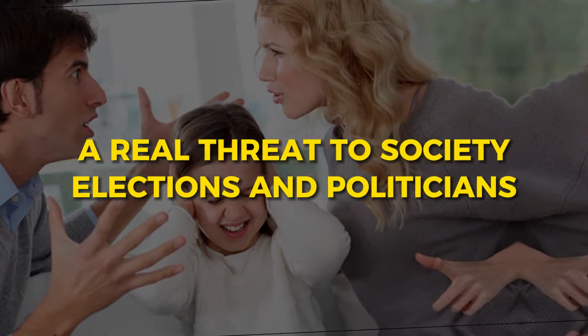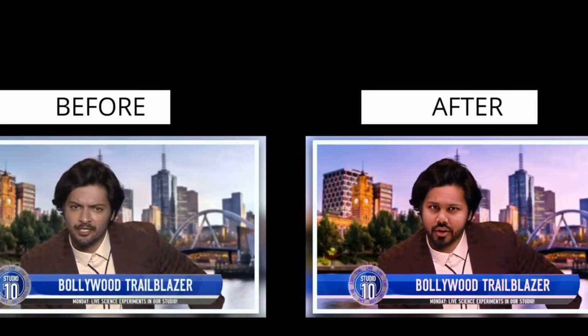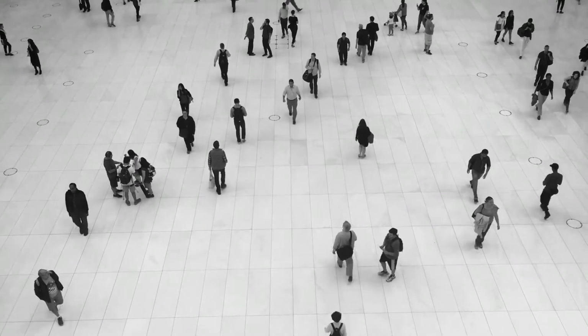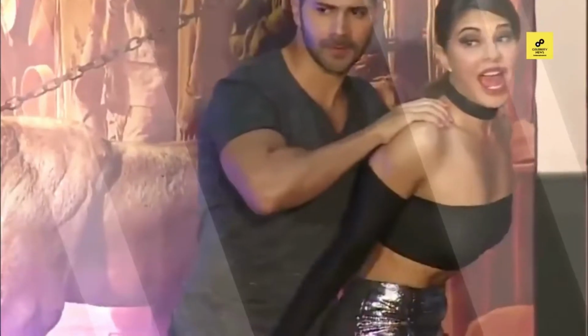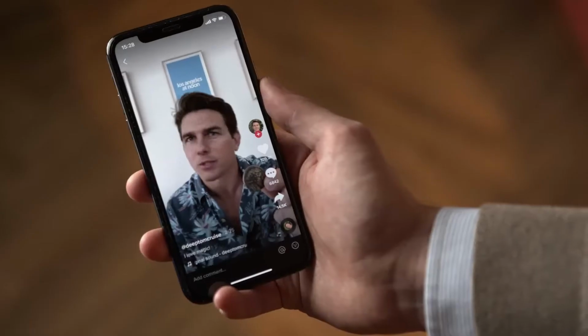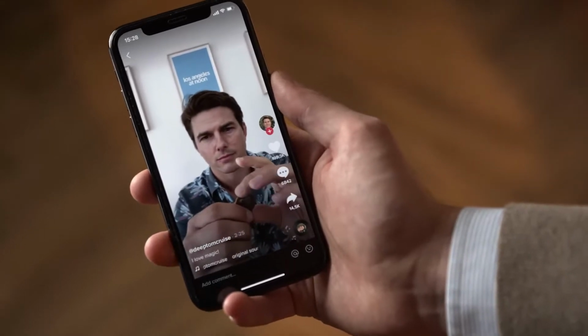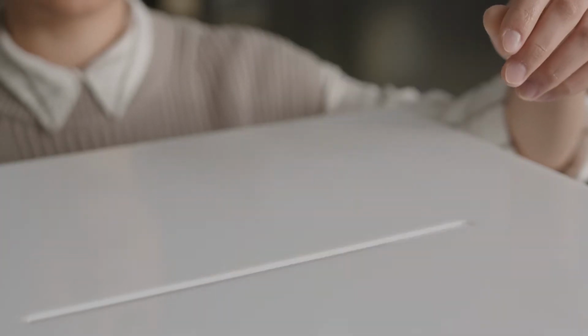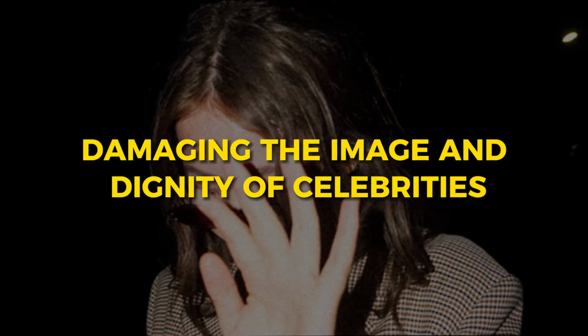A real threat to society, elections, and politicians. Deepfake is a real threat to society, influencing the sentiments and perceptions of people around us. Popular celebrities, politicians, and other personalities are getting badly affected by the misuse of such AI-backed technologies. Any popular or well-reputed person from our society can be targeted by creating altered pornographic clips or swapped faces with unknown persons. Politicians contending in elections can be the victims of deepfakes. Such fake videos or images circulating on social media and other online channels can influence the audience at the time of state or central government elections in any country, damaging the image and dignity of celebrities.